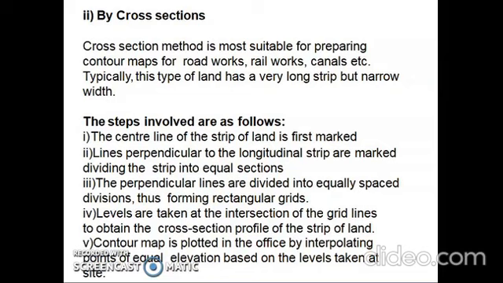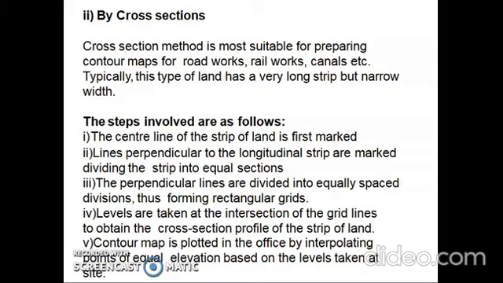The levels are taken at the intersections of the grid lines to obtain the cross section profile of the strip of land. Now, the contour map is plotted in the office by interpolating points of equal elevation based on the levels taken at the site. So again, this cross-sectioning method is treated as the method used for squares, that is, contouring using the square method.